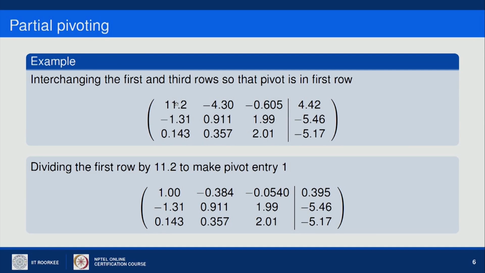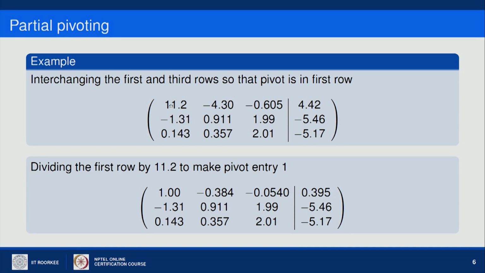So, here I have interchanged my first and third row. So, this becomes my first equation now, and the third equation becomes the first equation, the first becomes the third. Now, what I will do, I will divide the first row by 11.2 to make the pivot entry 1.